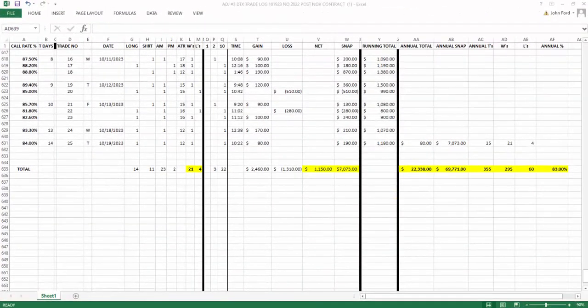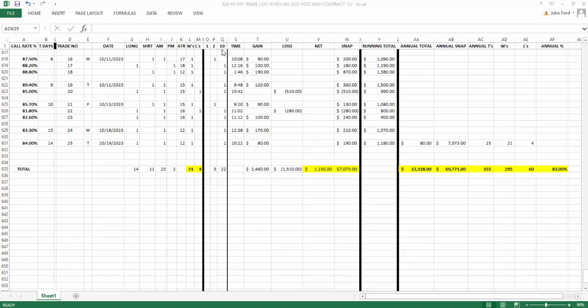Okay, so here's the spreadsheet I was speaking of earlier, and I'll go through this real quick. I won't take up too much time, but you can see our call rate percentage. Right now we're operating as of 10/19 at 84%. You can see the number of trades we've taken. Here's the date, whether it was a long or short, the time of day, AM, PM. ATR is our average true range, which measures our volatility. I won't go into that, but it's a very integral part of our course. Winners and losers, if we won or lost on the trade, is listed right here.